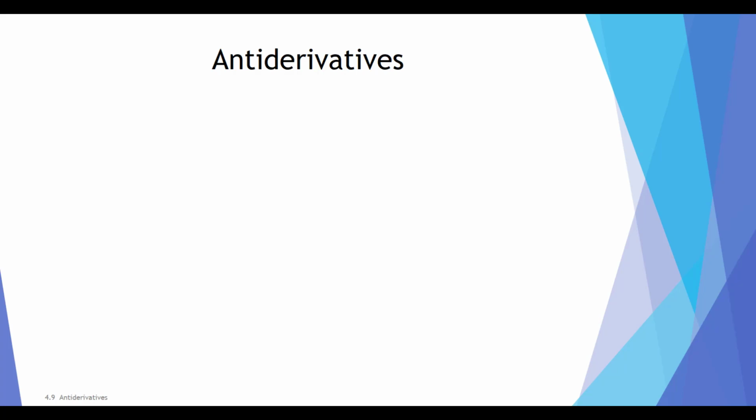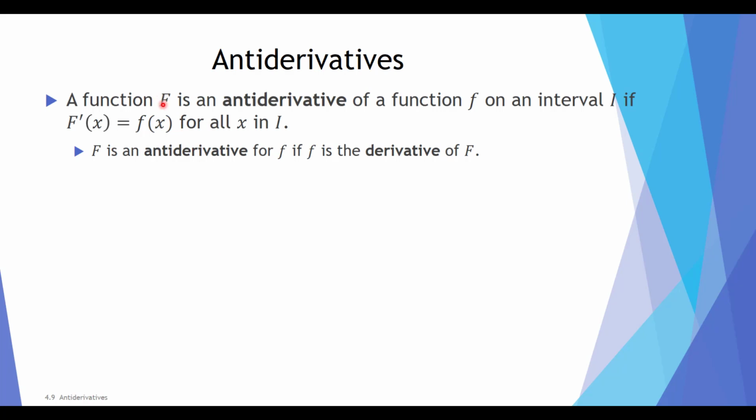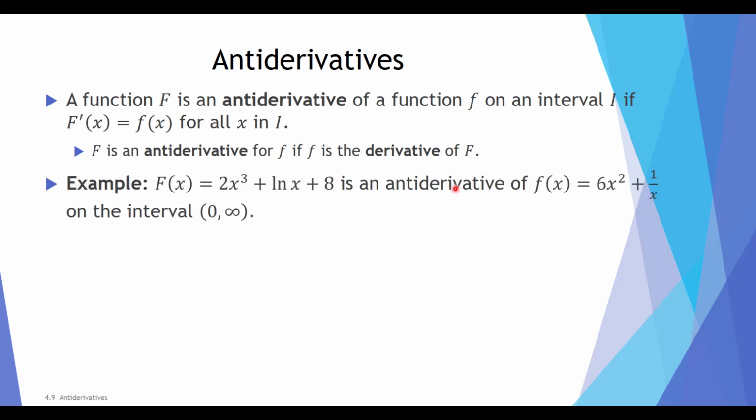In this video, we will review the idea of antiderivatives. By definition, a function capital F is an antiderivative of a function lowercase f on an interval I if capital F prime of x is equal to lowercase f of x for all x in the interval I. In other words, capital F is an antiderivative for lowercase f if lowercase f is the derivative of capital F.